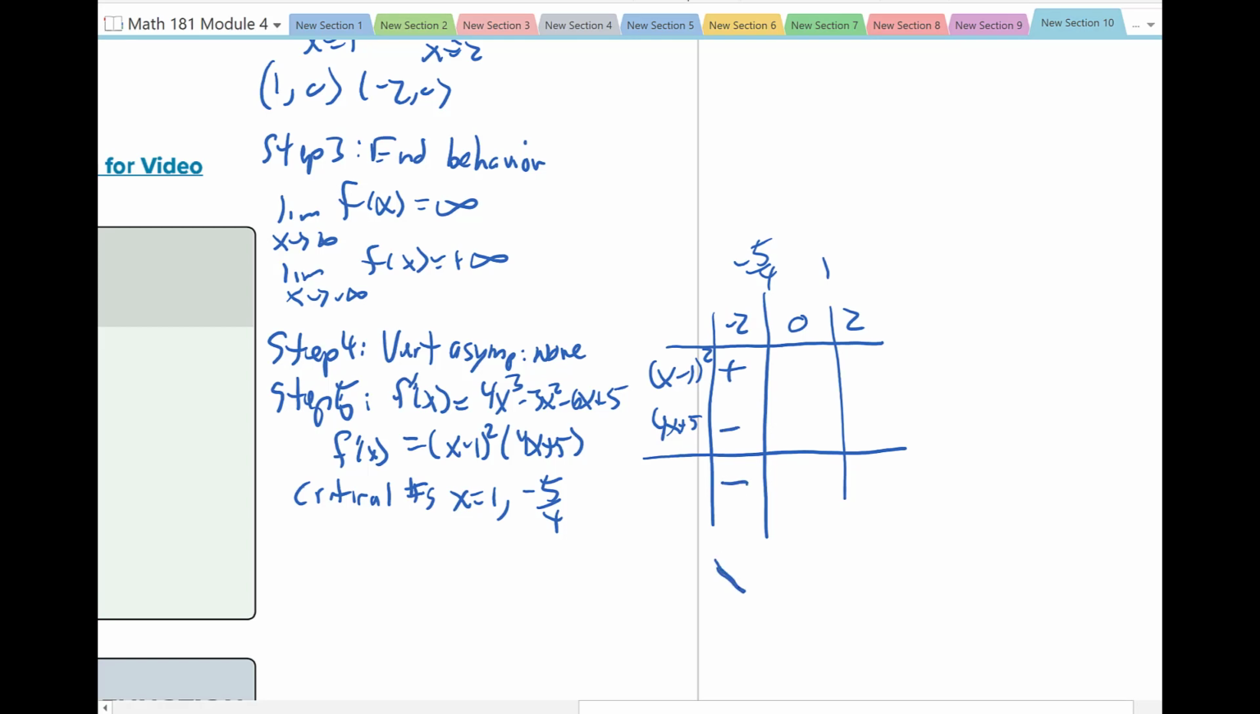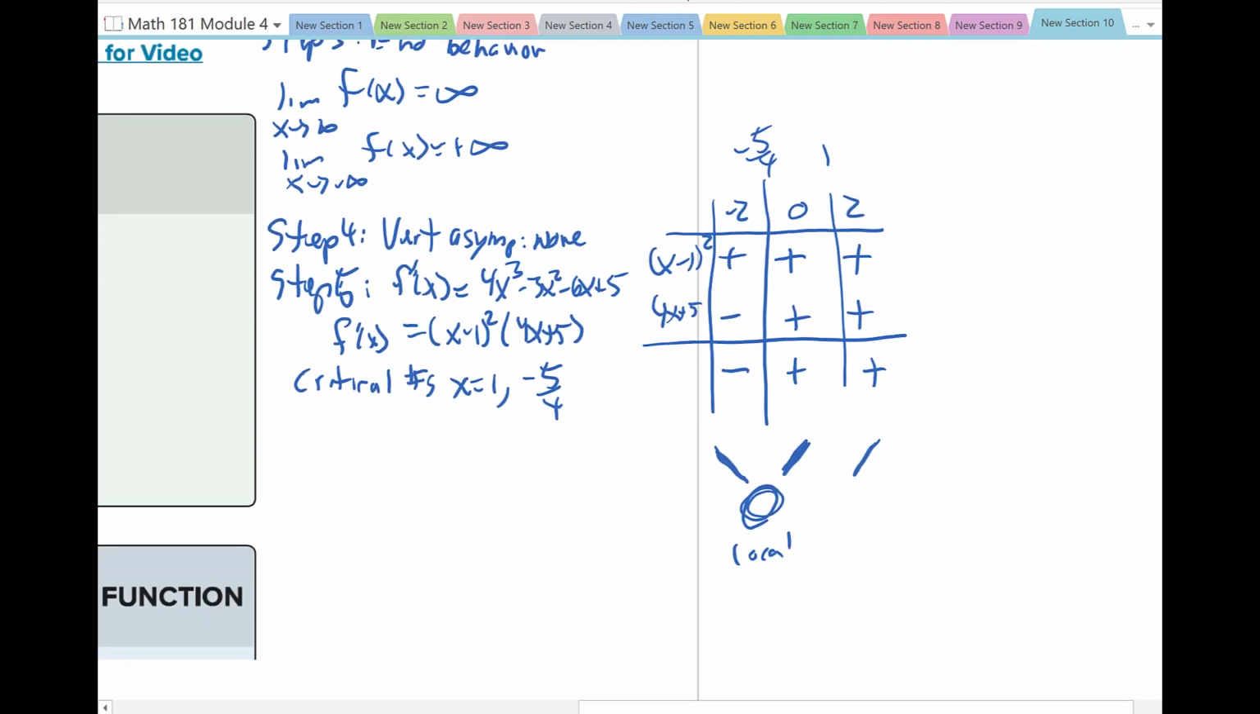That means our slope is downward. Putting 0 in, we're going to end up with still a positive and then a positive. So that's going to be a positive, so it's the upward slope. Putting the 2 in there, we're going to have a positive and a positive, so it's a positive, again, an upward slope. So the only thing we're going to see here is that at this point here, we'd have a local minimum at x equals -5/4.